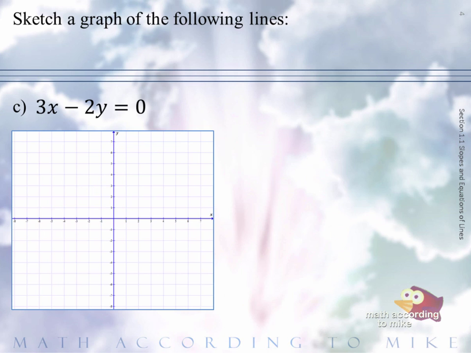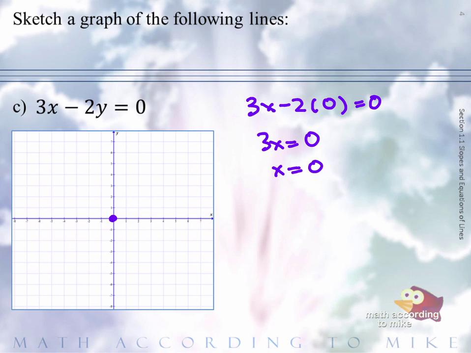Continuing with this idea, let's try part C, 3x minus 2y equals 0. Well, in this case, if we tried to find x and y intercepts, we would get the same ordered pair, 0, 0. Because notice if we put in 0 for y, we get 3x equals 0, which means x equals 0. And if we put in 0 for x, we would get negative 2y equals 0, so y equals 0.